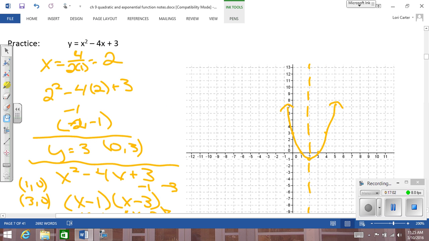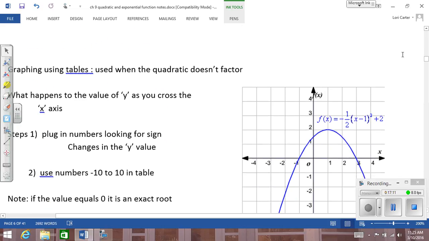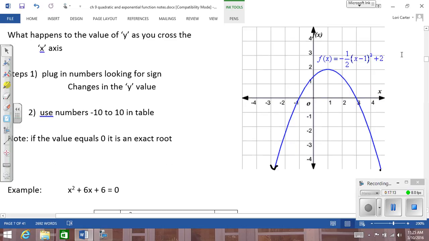Okay, is everybody good on this before I go on? Yes? Okay, now this works nicely when they factor pretty. Guess how many times parabolas factor pretty? 0. Not very often. So now we have to figure out how to graph a parabola when it doesn't factor pretty. And we're going to use all the knowledge we have.